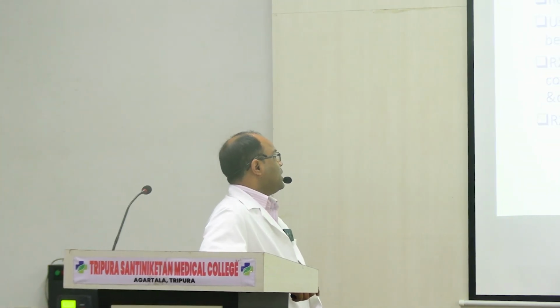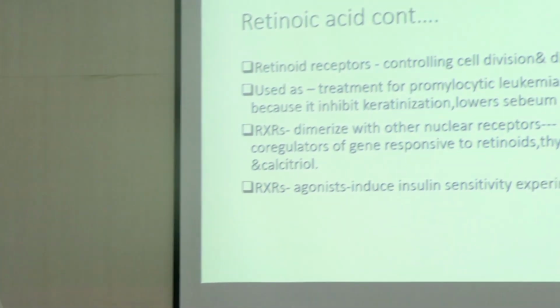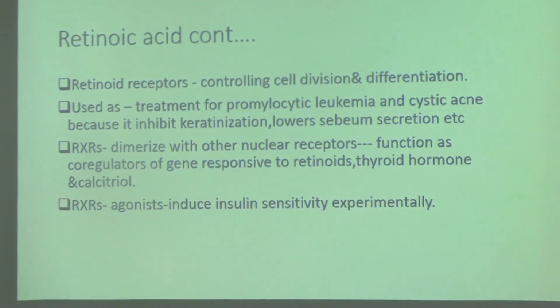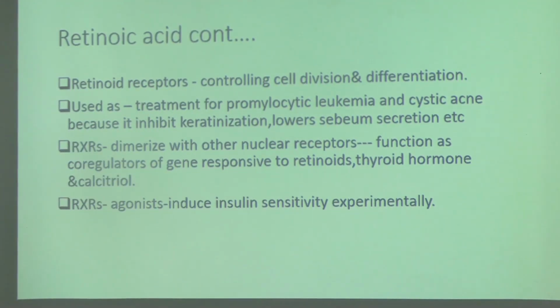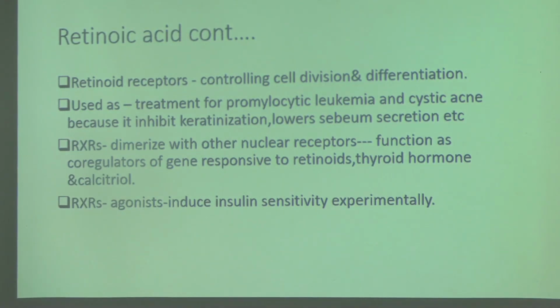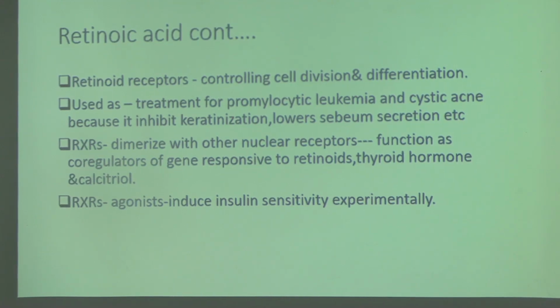These retinoic acids are used as treatment for promyelocytic leukemia. In leukemia, what happens? There is an uncontrolled proliferation of leukocytes inside our body, in blood. There are all types of blood cancer. So promyelocytic leukemia is a type of blood cancer, and retinoic acid can be used as medicine.